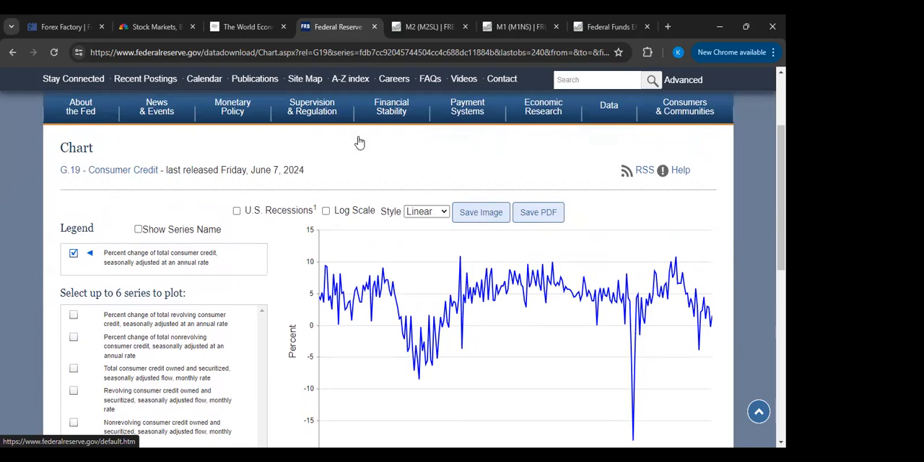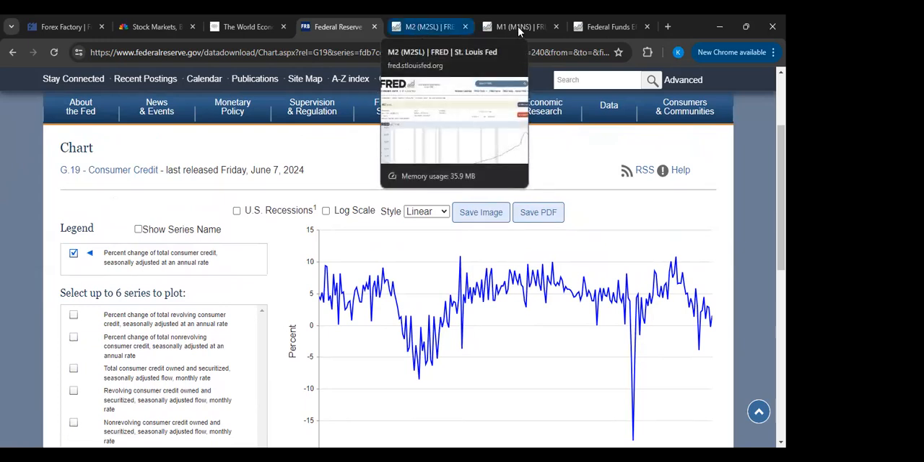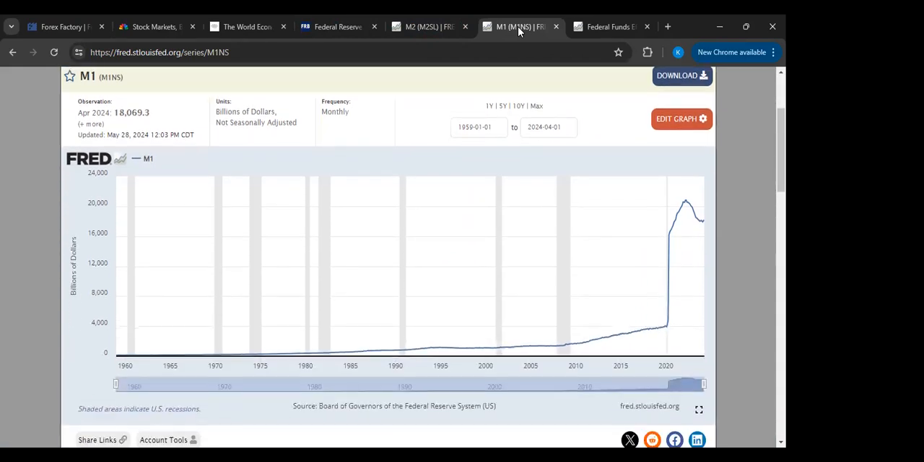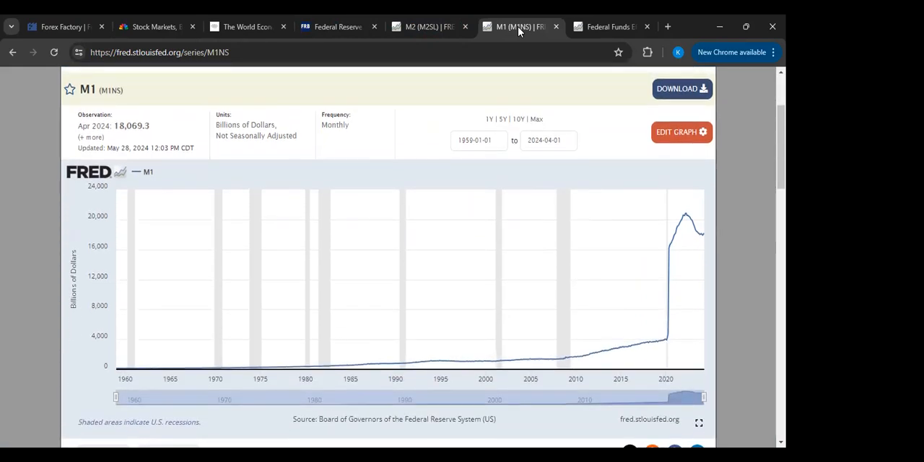And I also pulled up M1 and M2 money supplies. So M1 money supply is going to be that very readily available money. So when we talk about the Fed going in and looking at checking accounts to see how much money is in a checking account versus a savings account versus bonds, that sort of thing, this is what we're looking at.